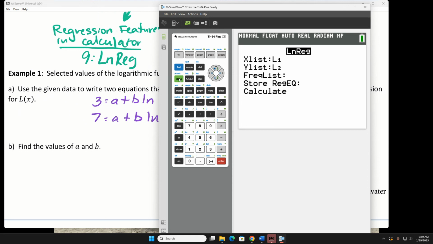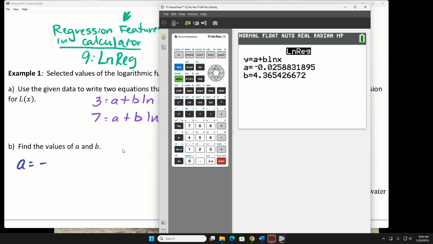Do you guys remember how to store it? Alpha trace. Now we don't technically need it for this particular problem, but I just like to be in the habit of storing it. And then all you have to do is say what A is, accurate to 3 decimal places. So go to 4 if you're worried about being accurate to 3. But you can either round or truncate.